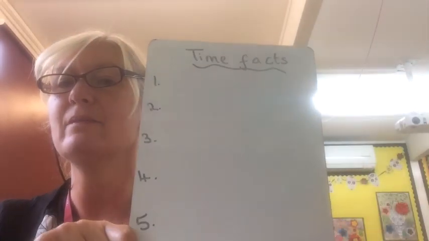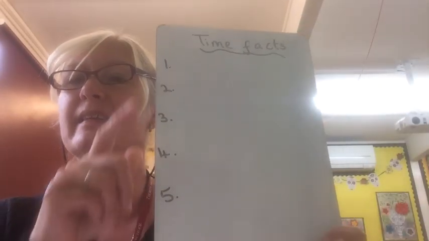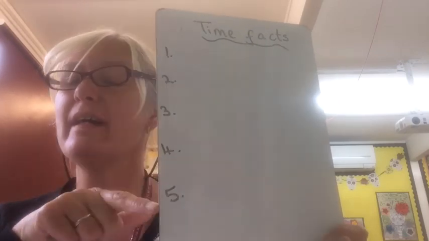Have fun! Just a little bit of revision on time now and time facts. So on some square paper, write the heading time facts like this and just number down to 5. Now you don't have to write down the question, just write down the answer. Just numbers, that's all you need. So question number 1, how many seconds are there in a minute?